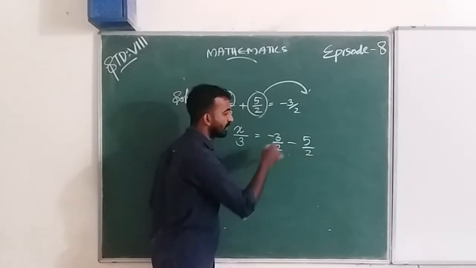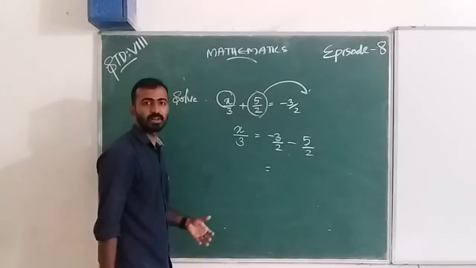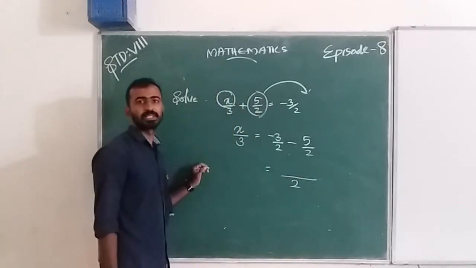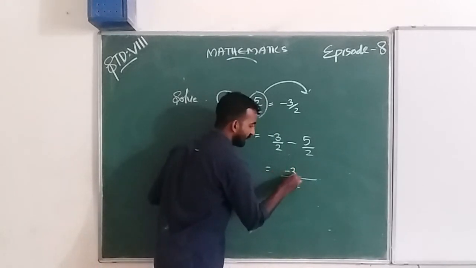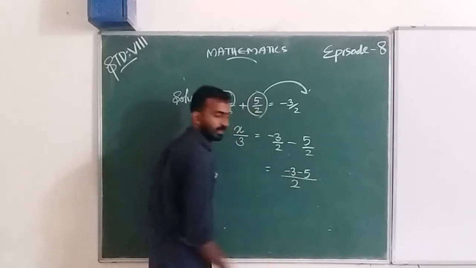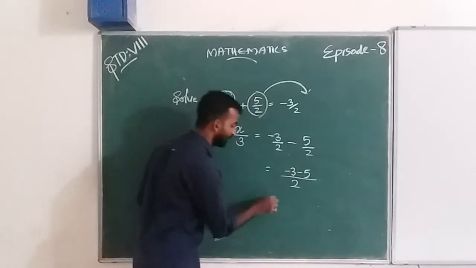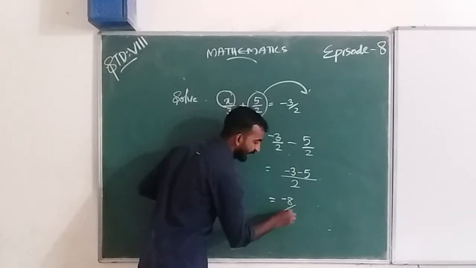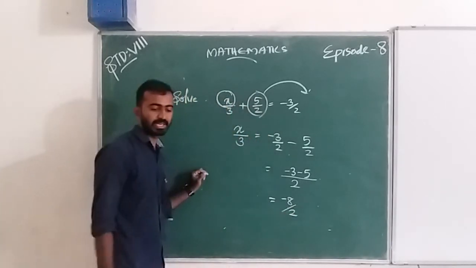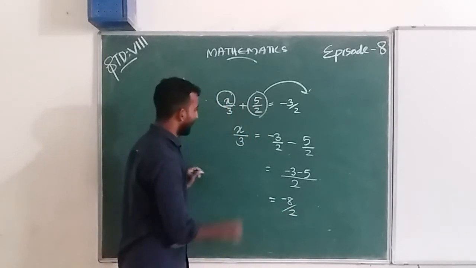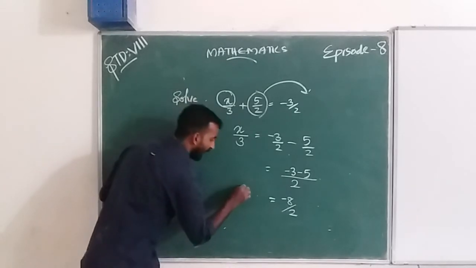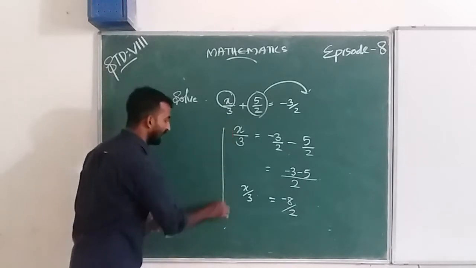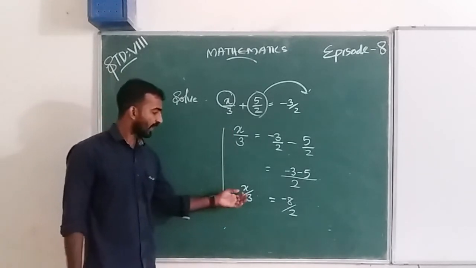Here, two rational numbers, both denominators are the same, so we can write 2 upon negative 3 minus 5. Negative 3 minus 5, what do we get? That is negative 8 by 2. And that is x by 3 equals negative 8 by 2. Next step, we want to find the value of x.